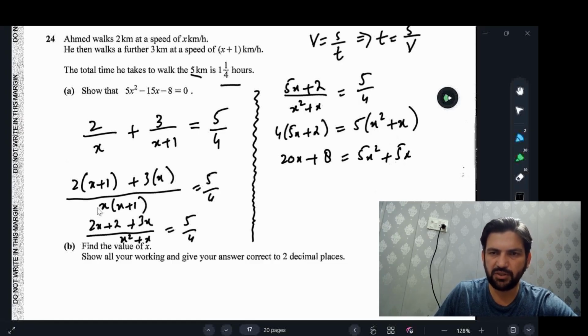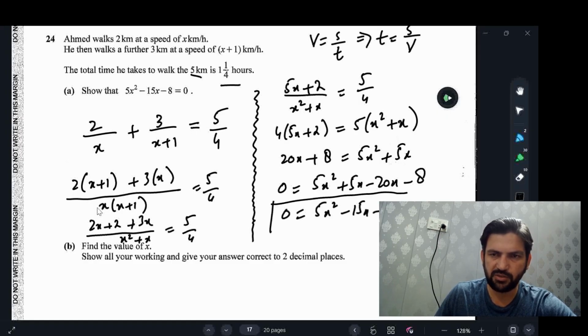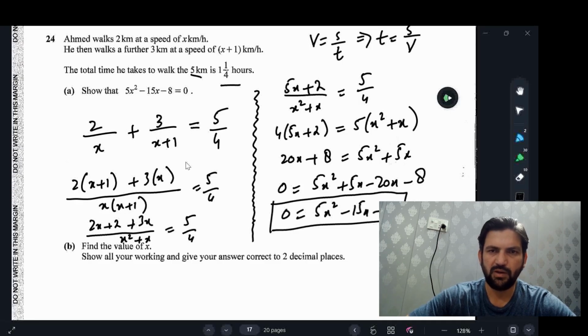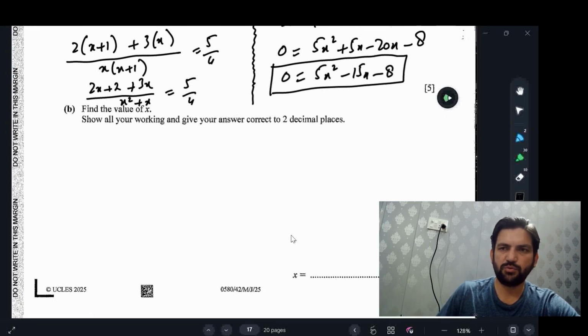Now if we shift it to the other side, it should be 5x square plus 5x minus 20x plus minus 8. So minus 8. So finally we can say 5x square minus 15x minus 8. That is what we need for this question. They were saying that show that this thing is equals to 5x square minus 15x minus 8. I hope that the concept is clear. Let's move to the next one.